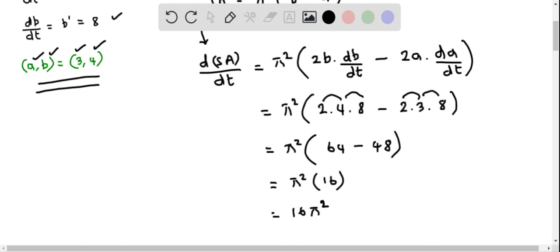So therefore, we say that the surface area is changing at a rate of 16 pi squared. And if we convert this into decimals, we plug this into the calculator and we get approximately 157.9. So this is the rate of change of the surface area of the torus.